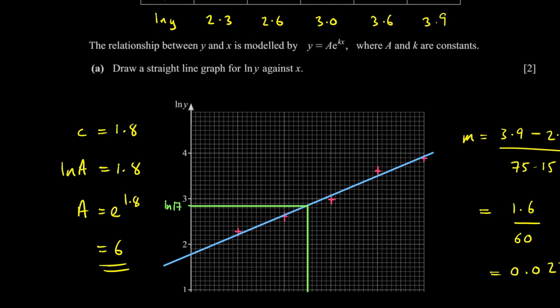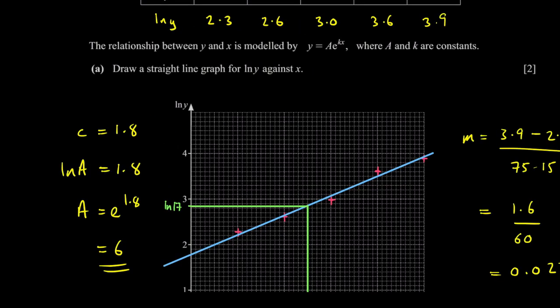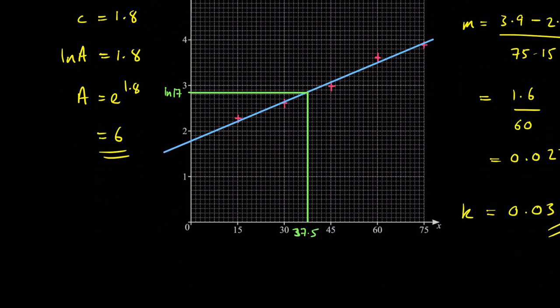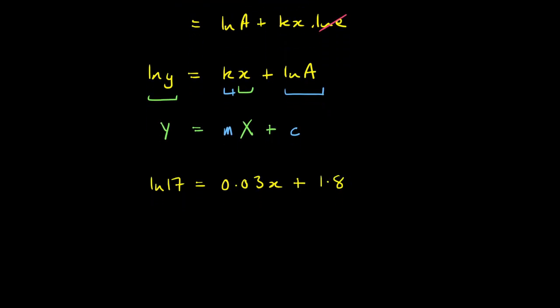You've already, let's just go across to here, right? We could say, okay, ln 17 is equal to kx, and k we said was 0.03, yeah? So 0.03x plus ln a, and our c value was 1.8, I think. So I could rearrange this. I would do ln 17 minus 1.8 equals, and then divide that by 0.03, and I get x is 34.4.